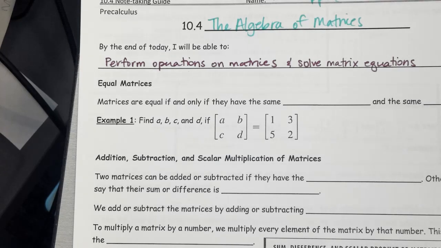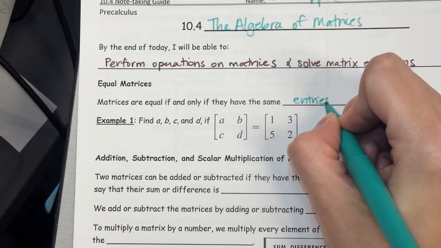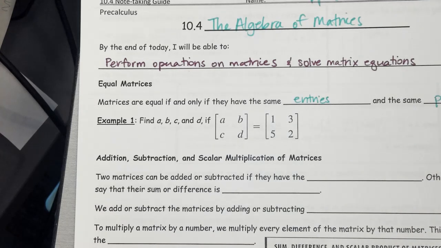Okay, so the first thing we're going to talk about are equal matrices. Matrices are equal if and only if they have the same entries in the same positions. So they have to have the same dimensions.